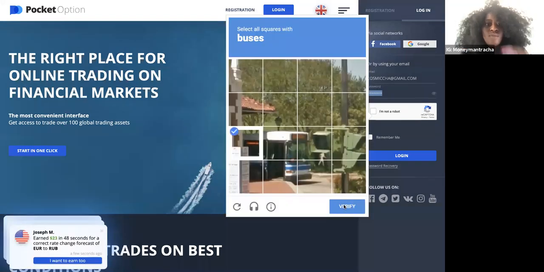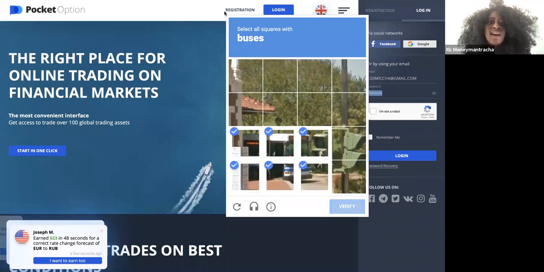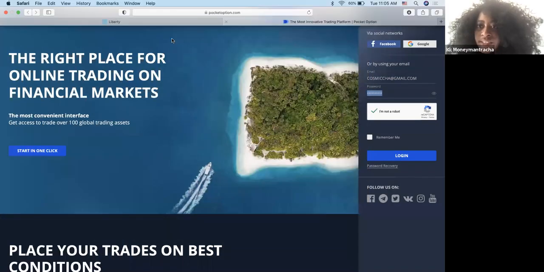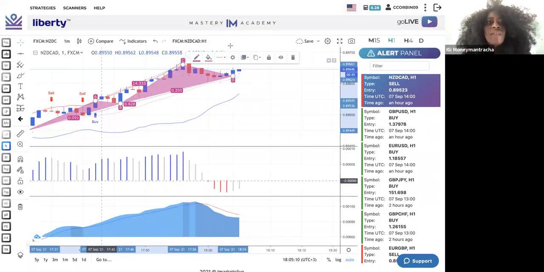Oh, bus. Okay. So if you guys are on NZD CAD, I forgot the entry point already. What did I say? All right, I said 630 or higher.